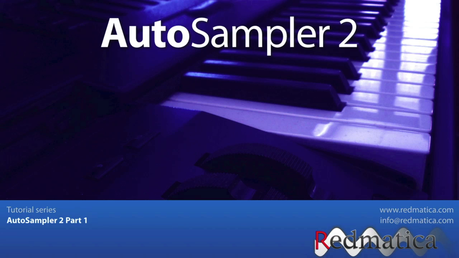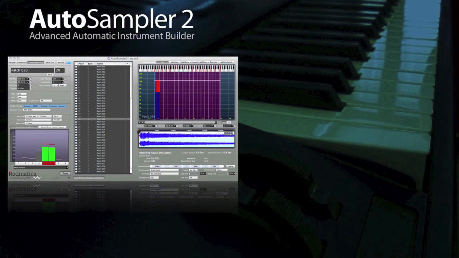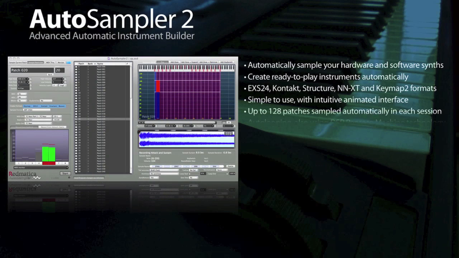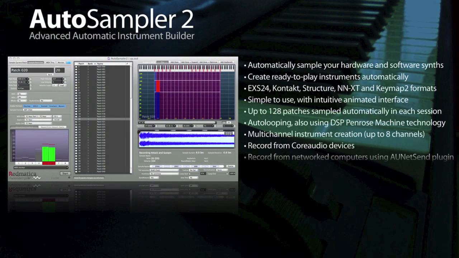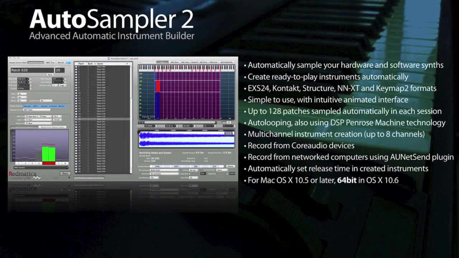I'm Andrea Gozzi, technical director at Redmatica, and in this first video I'm going to take you on a tour of the interface. I will explain the main concepts and of course I will also show you how to use the software. For a start, AutoSampler 2 is an application for sampling automatically your hardware and software synthesizers and create ready-to-play sample instruments which you can then play in your favorite sampler.